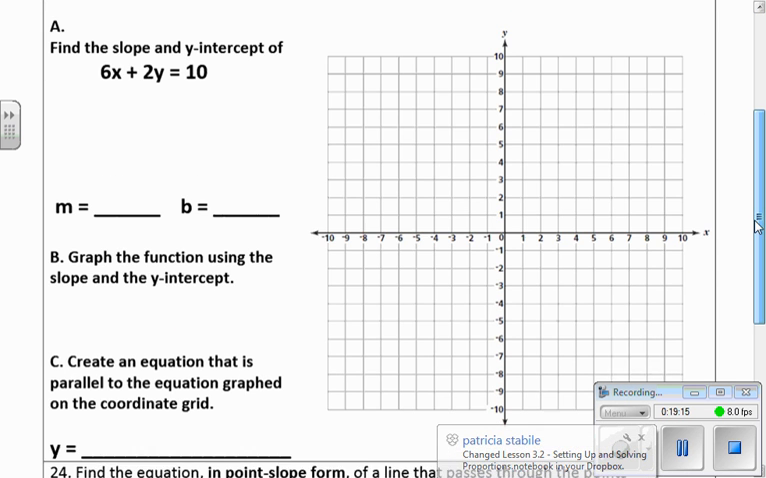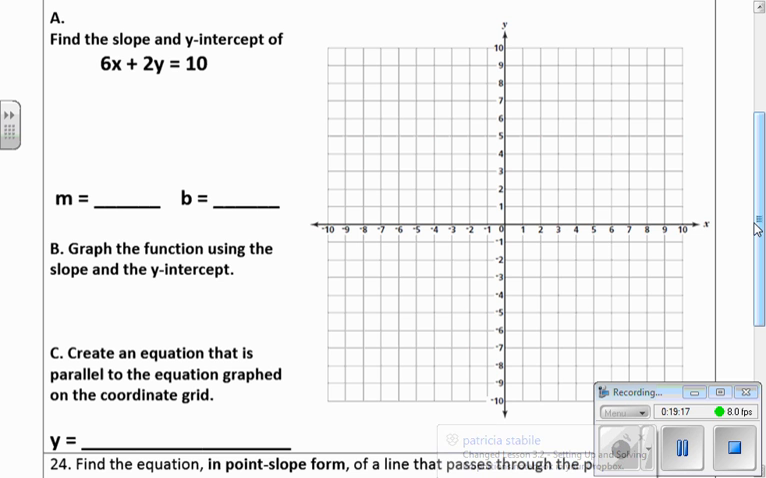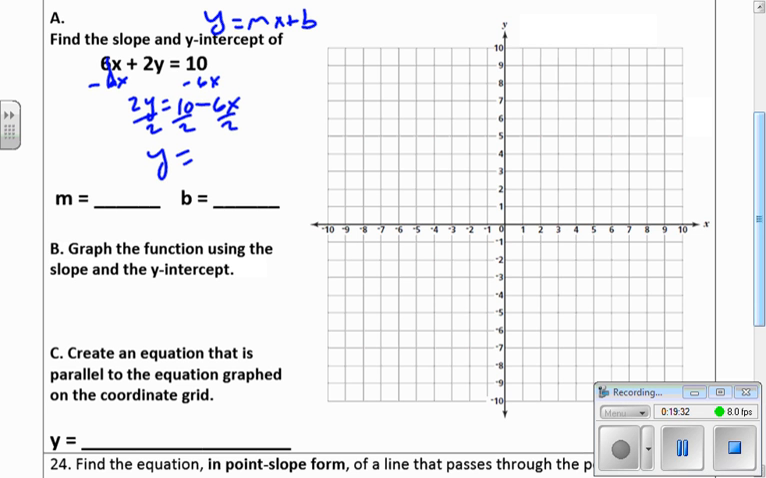Number 23, you need to graph, you need to find the slope, you need to find the y-intercept. It needs to be in y equals mx plus b form. So minus 6x on both sides, and you get 2y equals 10 minus 6x. Divide everything by 2. You get y equals 5 minus 3x. So the slope is negative 3 and the y-intercept is 5.